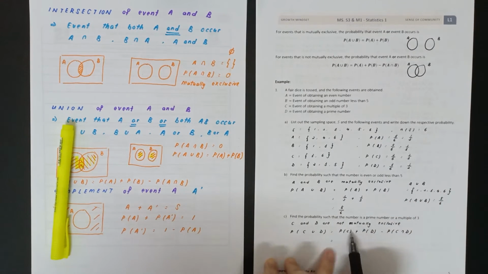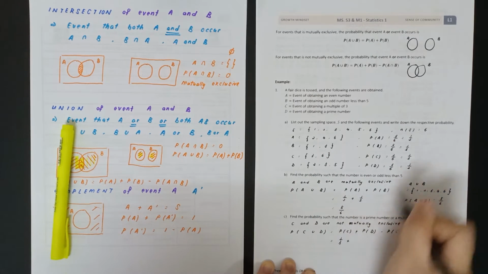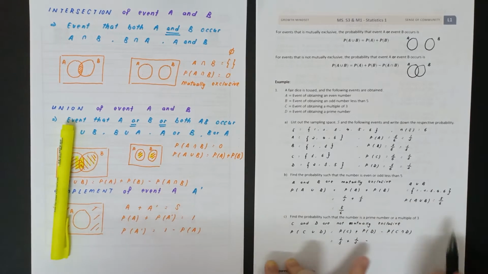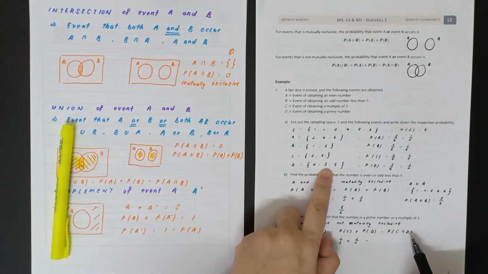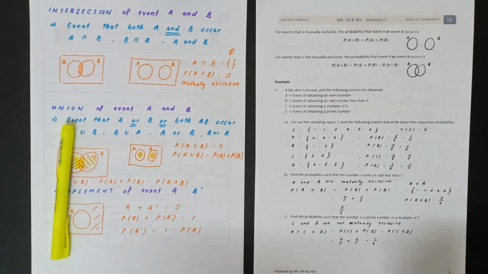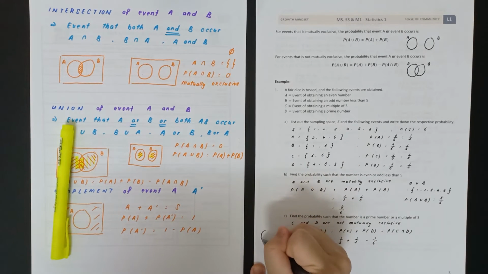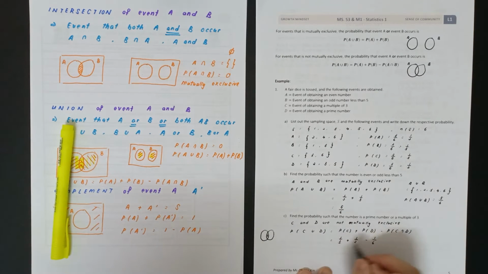The probability of C to happen is 3 and 6, so it is 1 over 3, and for D to happen it is 1 over 2. Then you minus the probability of C intersect D. C intersect D is only 3, so you only have 1, so minus 1 over 6. If you want to draw it out, if this is C and this is D, what is in between is the 3, so you need to minus the 1 inside. So 1 over 3 plus 1 over 2 minus 1 over 6 gives 4 over 6, which is 2 over 3.